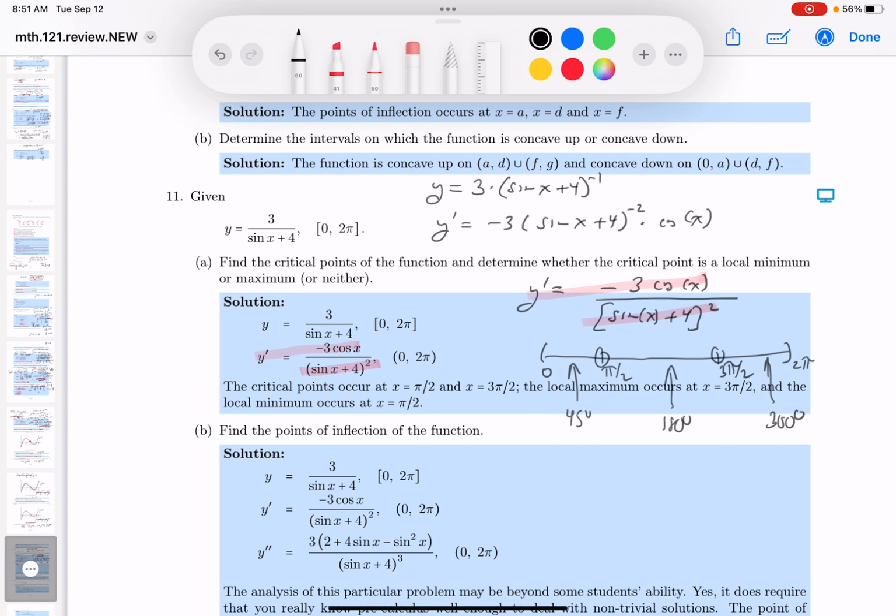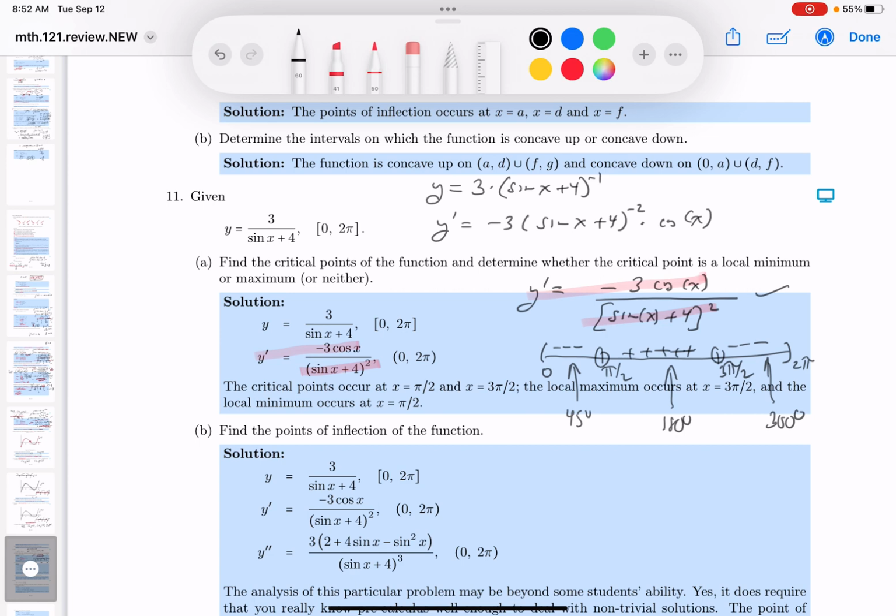So if you look at the signs of these things, the bottom's always positive, and looking at the top, cosine of 45 degrees is positive, negative times a positive is negative. What do you get for 180? Well, the cosine of 180 is a negative number, and minus 3 times a negative number is a positive number. Then the cosine of 300 degrees is a positive number, a negative times a positive is a negative number. So I have my points of inflection now. And I'm sorry, not points of inflection, but my local extrema.